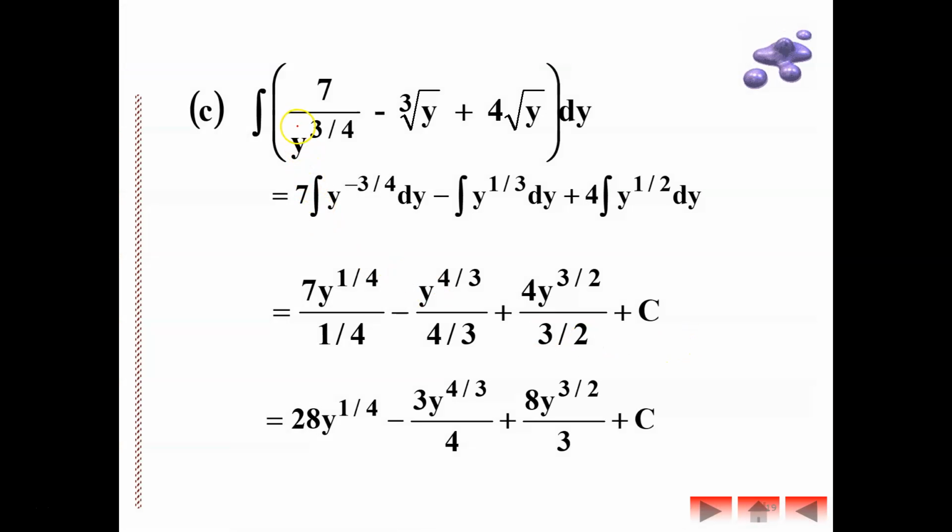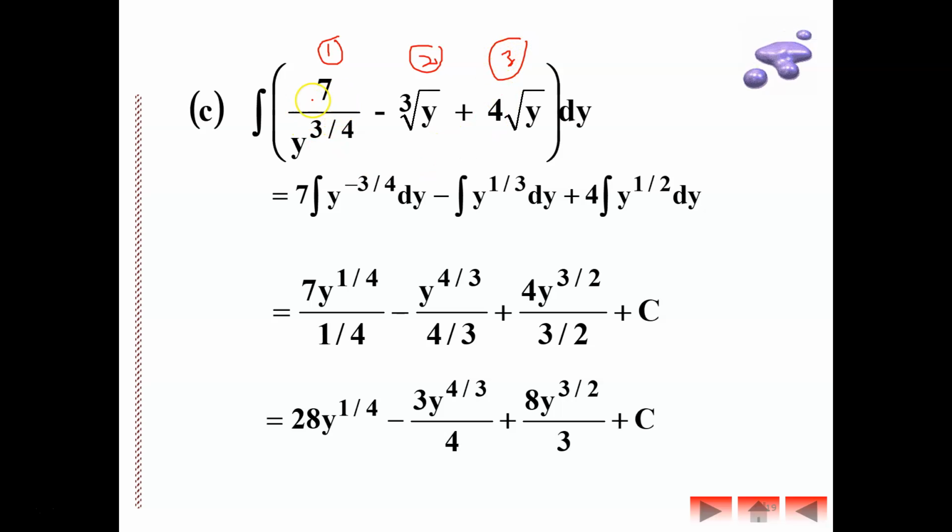Next is integration of, this one is a mixture of fractions and then you have a third root. So don't worry, we're going to solve it one by one. Integrate 7 over y to the power of 3 over 4. So for the first part, we're going to split it into 3. This one is number 1, this is number 2, this is number 3. You're going to solve it one by one.